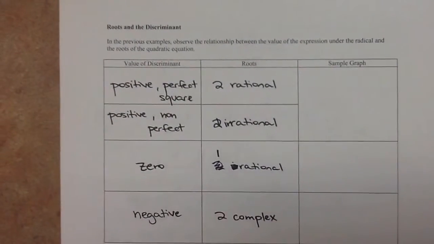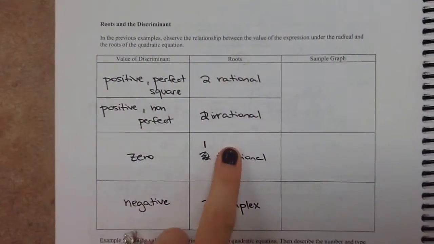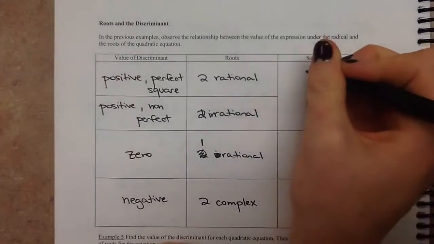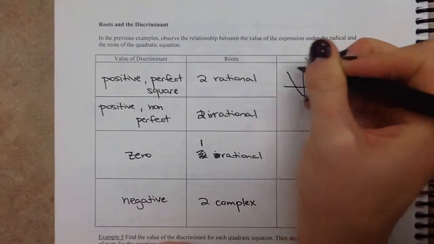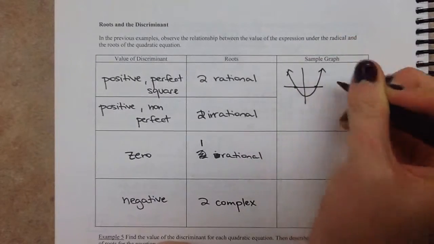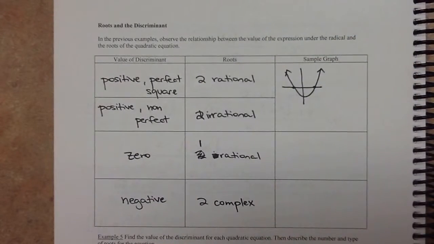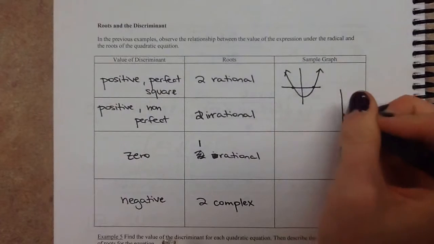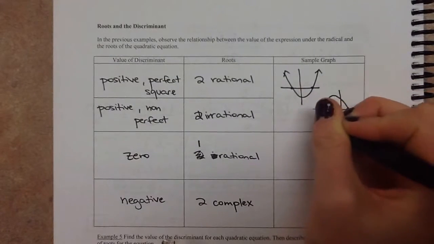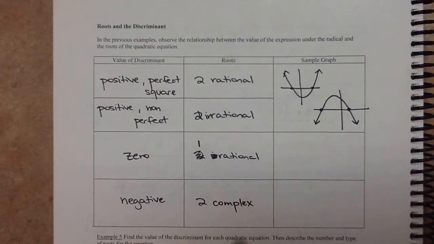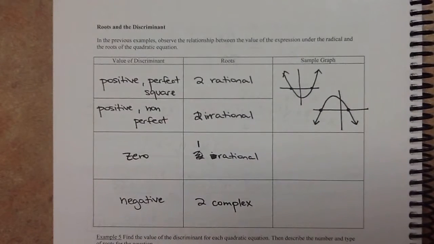Okay, so, sample graph. I would have two irrational roots if my graph looks something like this. If I had a normal parabola going through, I would have two x-intercepts. They might be rational, they might be irrational, I don't know. You could have a different scenario where your graph is upside down. So whether right side up or upside down, this is a sample where you would have two different x-intercepts.